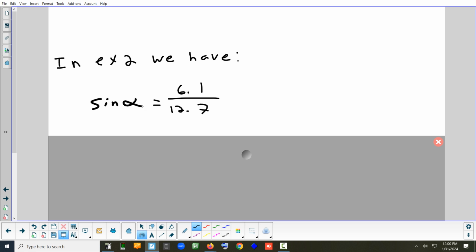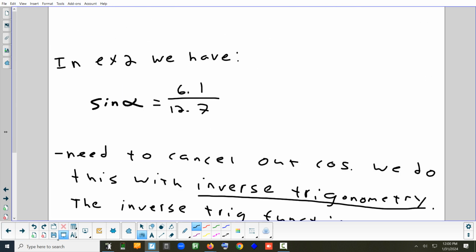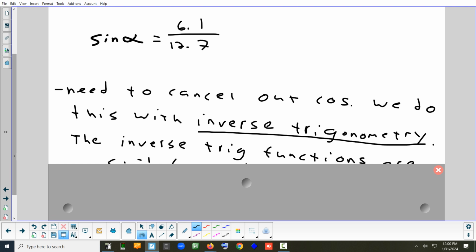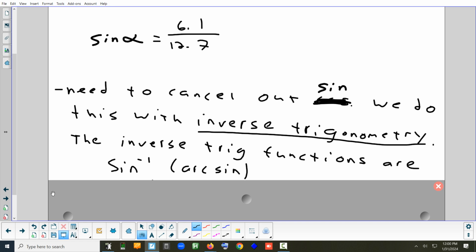Okay, so that's what we have right now. Sine alpha equals 6.1 over 12.7. And to cancel that out, you can do the problem different ways. That's why I have to adjust the notes. We need to cancel out sine, and we use what's called inverse sine. Or I think Abe, you said arcsine, right? And that's the same thing. On a calculator, you're probably going to see the sine to the -1 button. Arcsine, I think that's an older way of saying inverse trig, but it means the same thing.